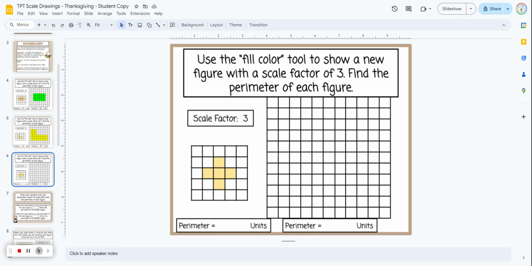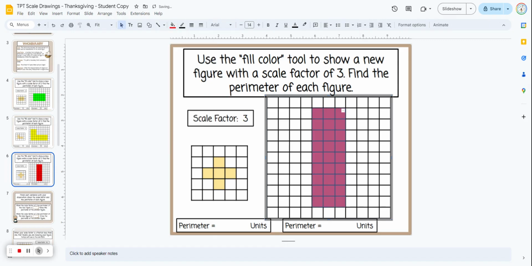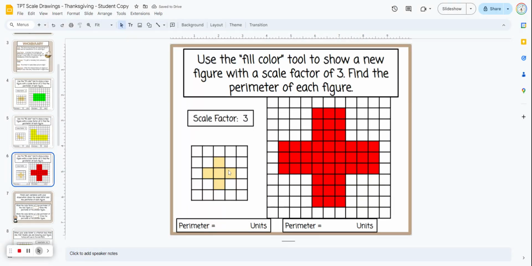The next figure is a little bit more difficult. You may want to start with the students and then let them finish on their own. So this one, again, the scale factor is 3. And this one is just a little bit tricky. Make sure every side is multiplied by 3. So these little pieces are going to be, instead of 1 by 1, they're going to be 3 by 3. So again, have them check the perimeter and see if they can predict what the perimeter of the larger figure is going to be.